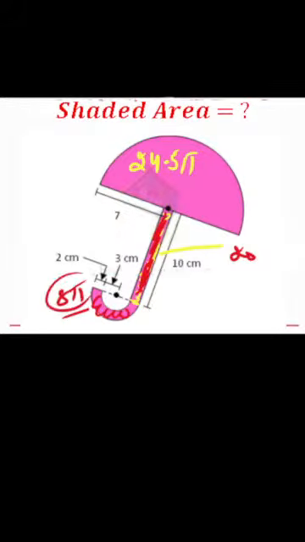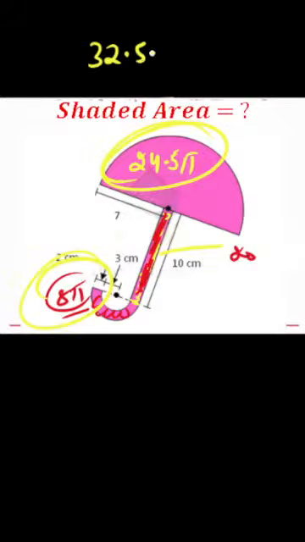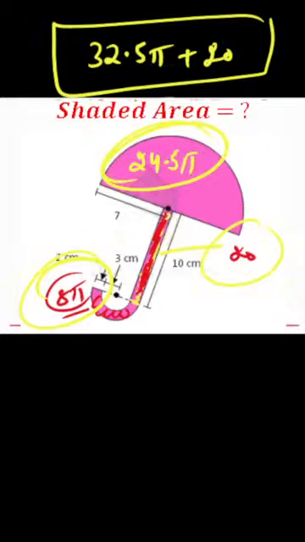Now add all of them. It is going to be 24.5 pi plus 8 pi, it's going to be 32.5 pi. And you have this 20 also, plus 20. So 32.5 pi plus 20 is the right answer.